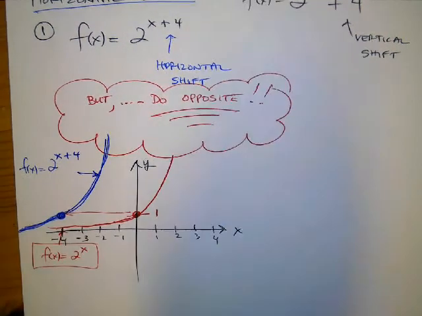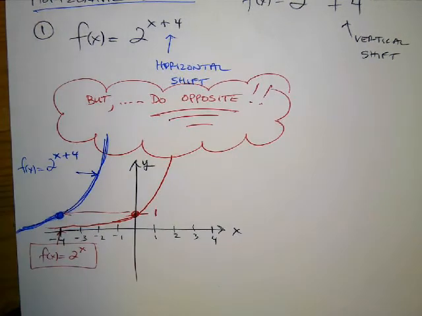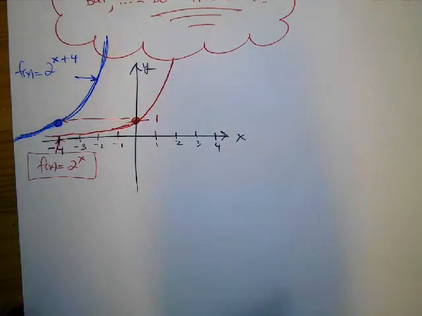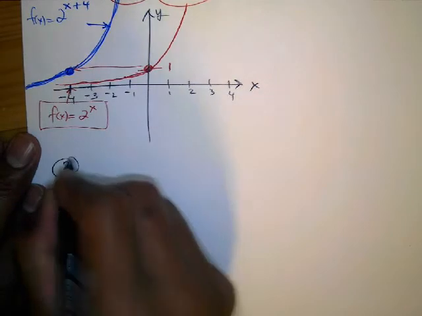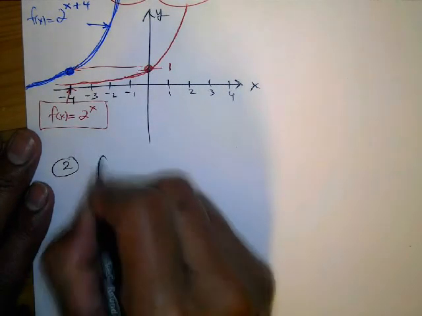Okay, if this said minus 4, then you'd go over here. 1, 2, 3, 4, and you'd put it here and you'd graph it here. Correct. And that is what you're going to see for the horizontal shift. Let's see another one, number 2.